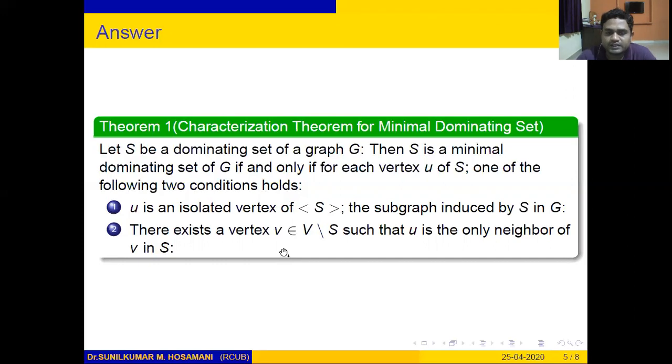Second condition: if I select every vertex in its complement, that is V minus S, the neighborhood of every vertex in its complement must be unique, and that must belong to set S. So here, v belongs to V minus S, and the neighborhood of v must be u, where u belongs to set S. This is the characterization theorem for minimal dominating set.